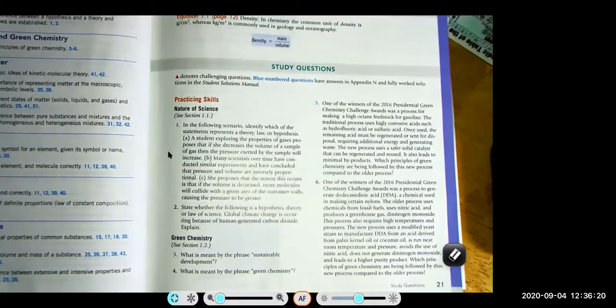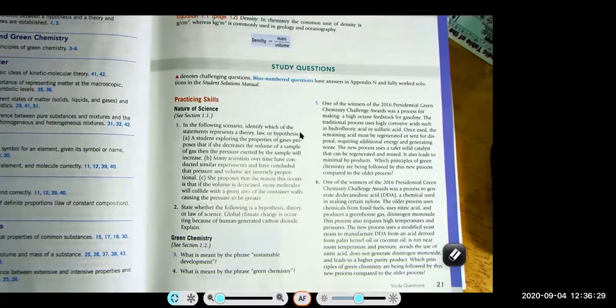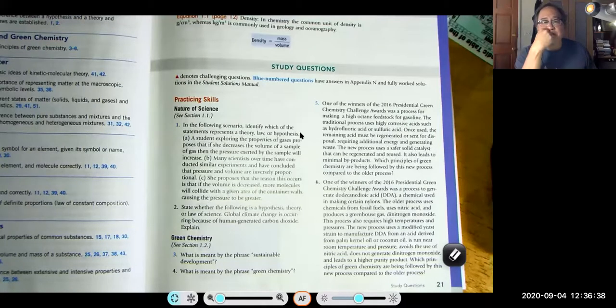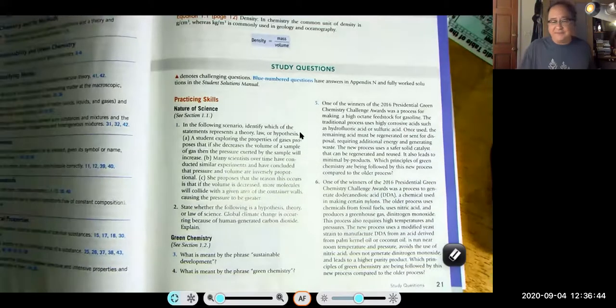A hypothesis? I agree. And why do you think it's a hypothesis? Because she's going to be testing things, she's exploring the properties. So explore, hypothesis. Exactly. You test hypotheses. You don't really test a theory. You test a hypothesis and then you add that to a theory.